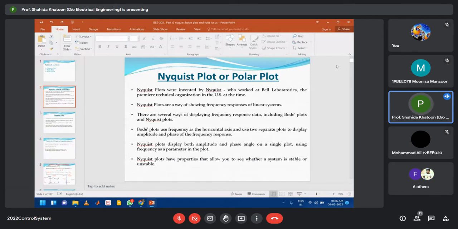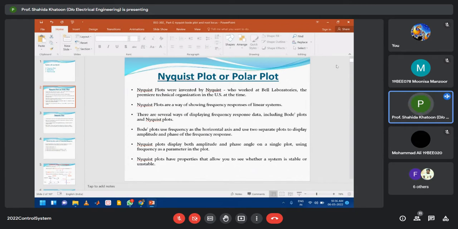Okay, so Nyquist plots were invented by Nyquist, who worked at Bell Laboratories, the premier technical organization of the US. Nyquist plots are also a way of showing the frequency response of linear systems. There are several ways of displaying frequency response data, including the Bode plot and the Nyquist plot. Bode plot uses the frequency as the horizontal axis and two separate plots to display the amplitude and phase of the frequency response. As you know, the frequency response basically consists of two parts, one is amplitude and the other one is phase.